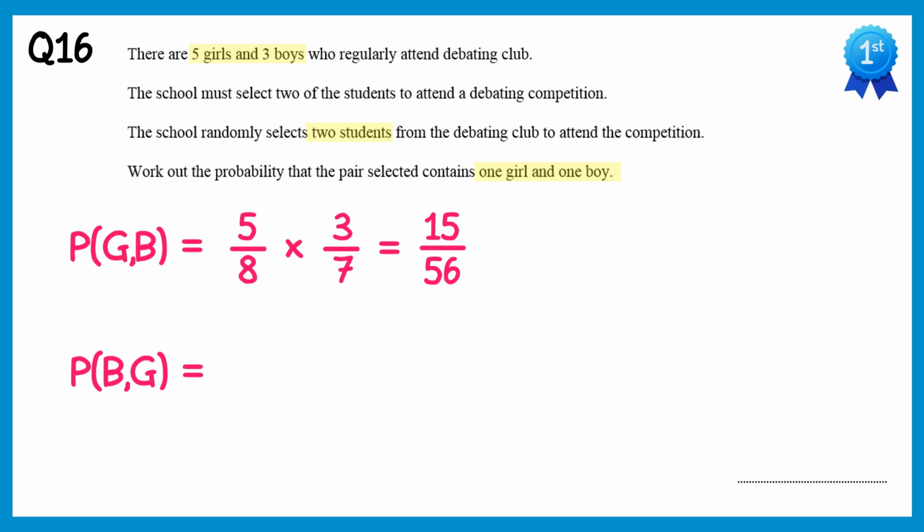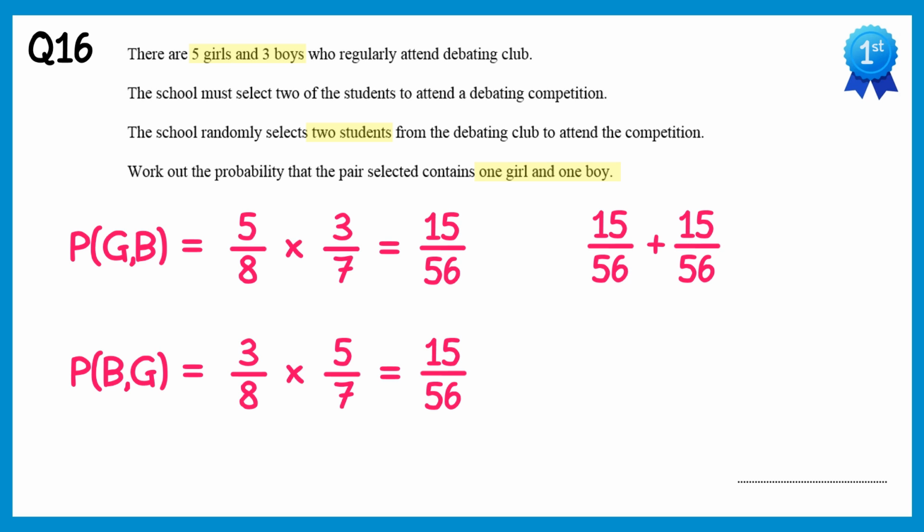The probability of a boy is 3 over 8, and then we multiply this by the probability of a girl, which is 5, and again it's over 7 since we've already selected one of the boys. This also gives you 15 over 56. We now need to add these two probabilities together, so 15 over 56, add another 15 over 56, which gets you 30 over 56. This is acceptable as an answer, although you may have simplified it to 15 over 28.